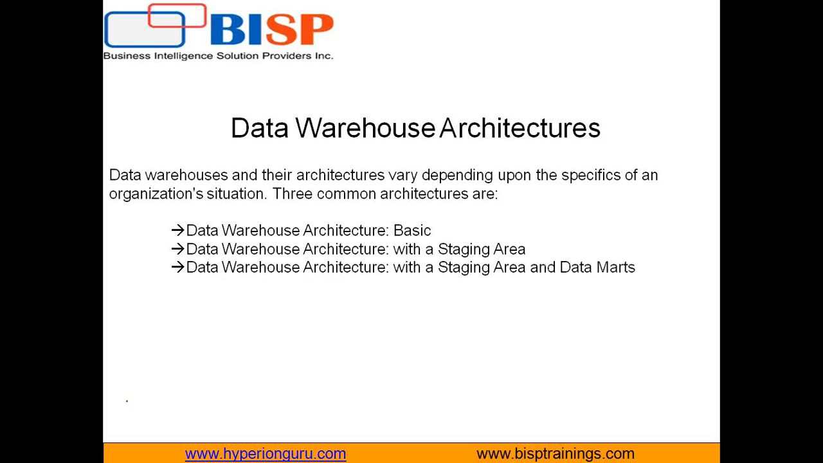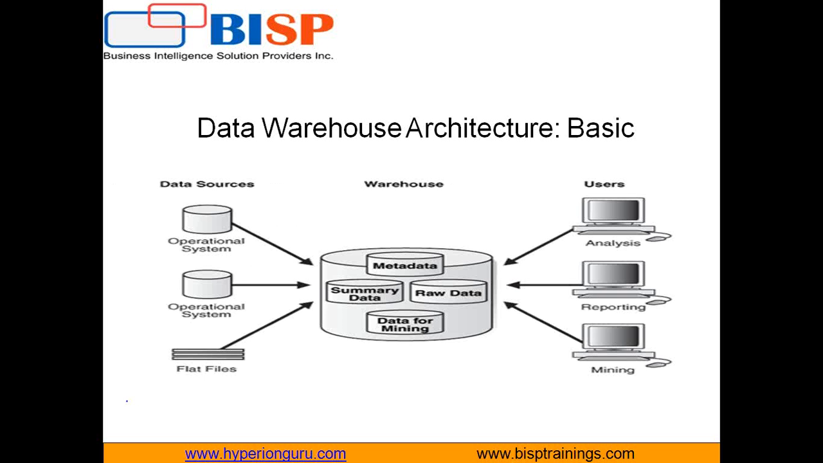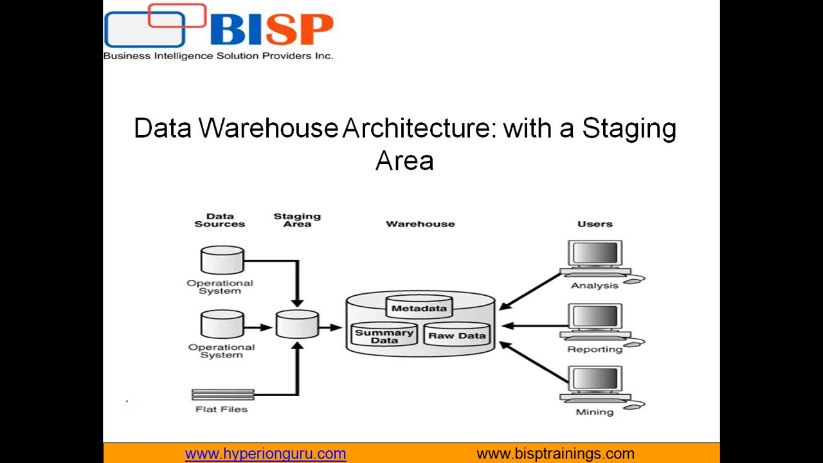Let's go to the first one, the basic one. Here you can see we are having 3 different sources, 3 different operational systems. From these systems, we are loading the data into a data warehouse. And from the data warehouse, we are having 3 different types of users. A set of users doing the analysis, a set of users doing the reporting, and a set of users doing the data mining. So this is the basic structure of a data warehouse. Now, next is data warehouse with a staging area. If you see, this structure is exactly similar to the previous one, but only having a staging area.